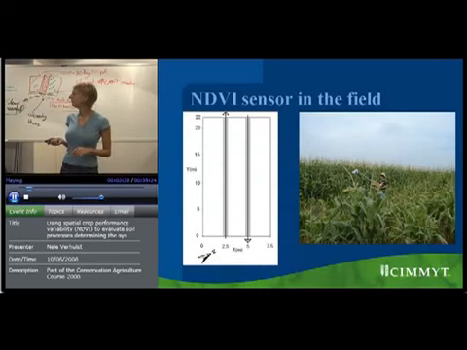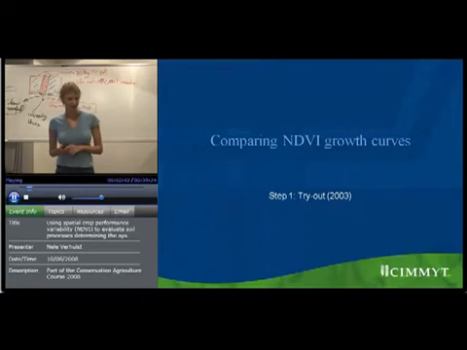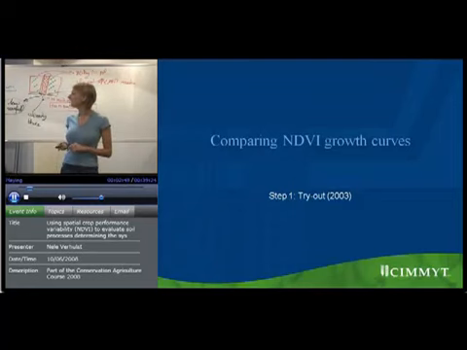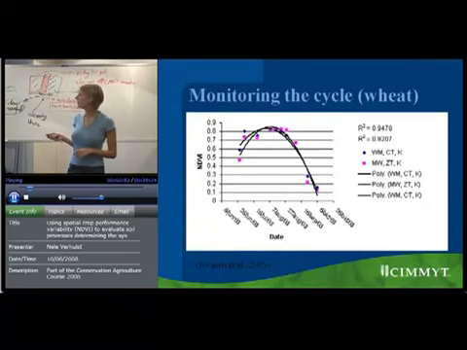The first year we did this was in 2003. That was the tryout year, and then we took 9 measurements over the season. These are the results for wheat. This is only conventional tillage keep and zero tillage keep. The zero tillage are the pink ones, the conventional tillage are the blue ones.